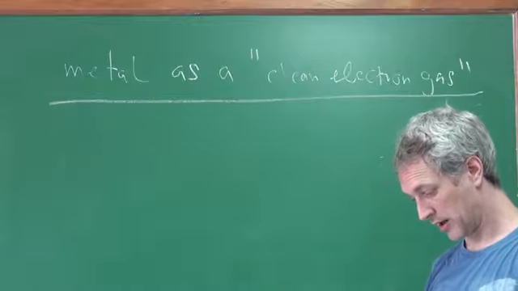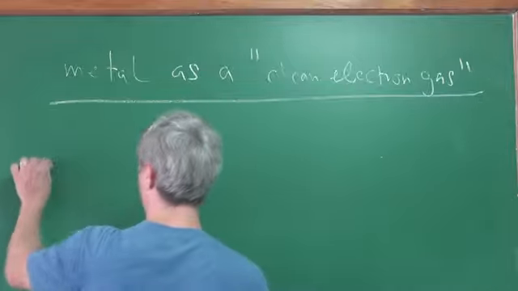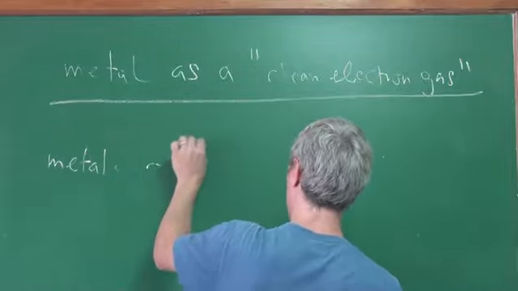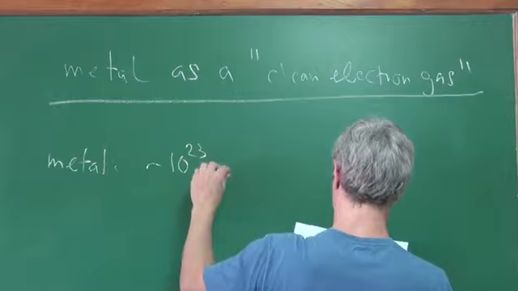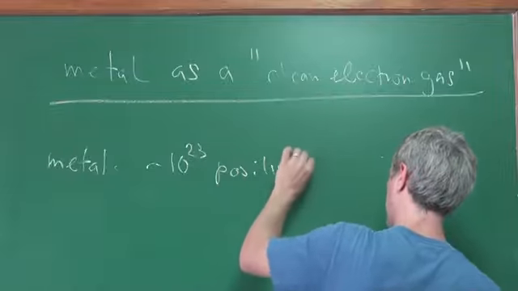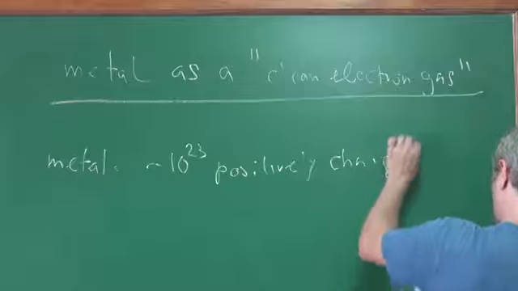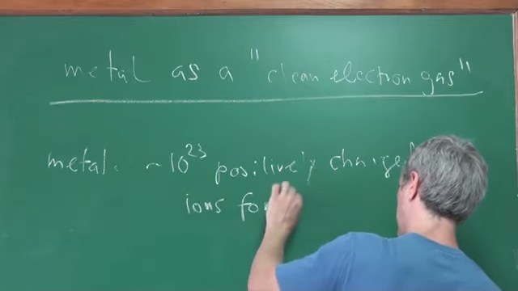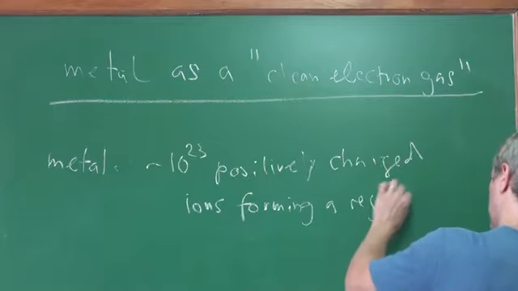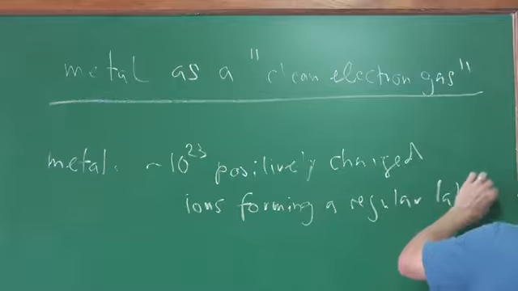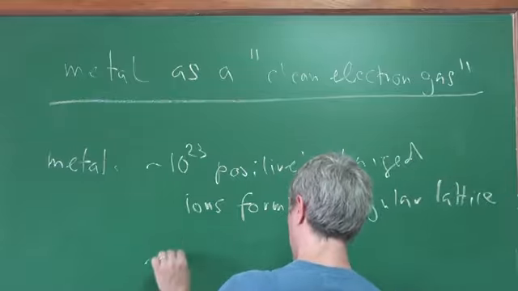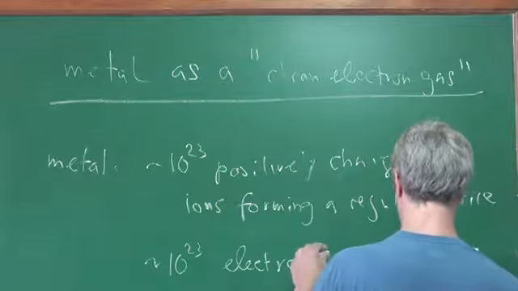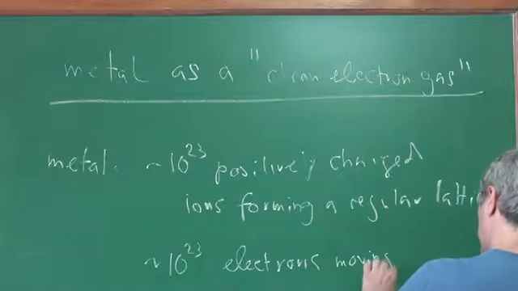Let's write some things, not everything. So let's say we consider a metal with of the order of 10 to the 23 positively charged ions forming the regular lattice. And then you have the same number of electrons moving between them.